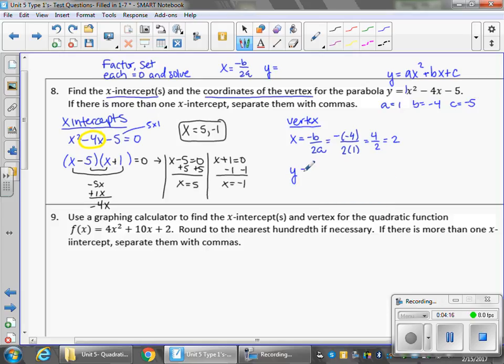To find the y-coordinate, we're going to substitute the x-coordinate into the function. So we're going to do y equals 2 squared minus 4 times 2 minus 5. And then we're going to simplify. So that equals 4 minus 8 minus 5. Remember order of operations, we do subtraction in order from left to right. So negative 4 minus 5, giving me negative 9. So there are the coordinates of my vertex. So my final answer, 2, comma, negative 9.